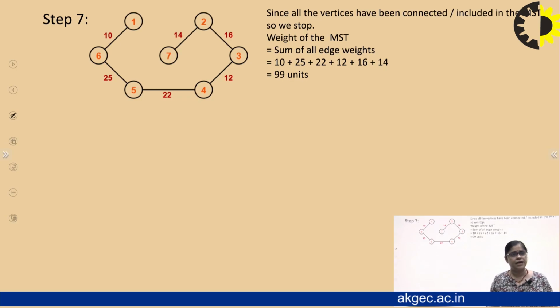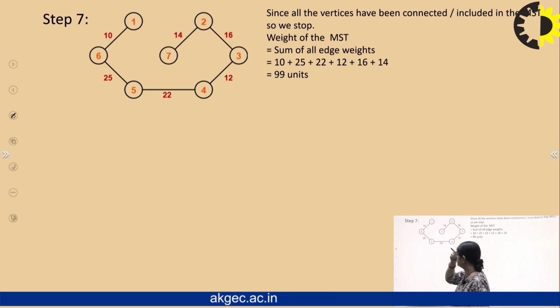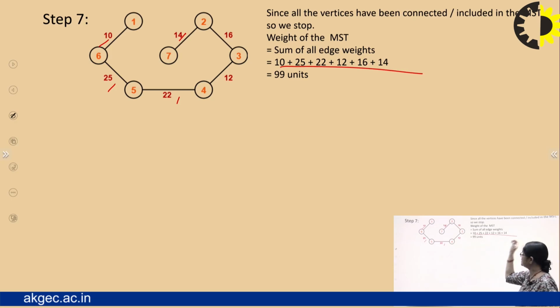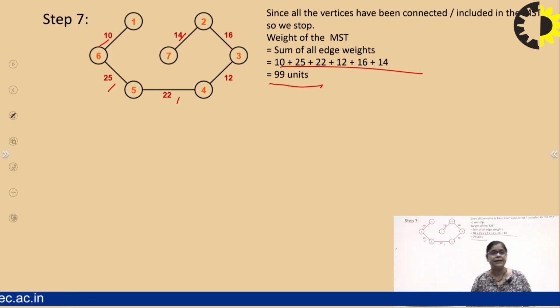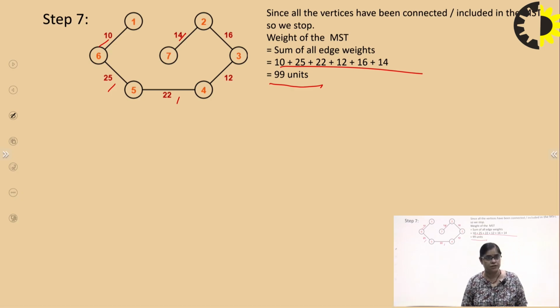So how are we calculating the minimum spanning tree weight? Simply, we have found the minimum edges connecting all the vertices. Now all these weights are added, and I am getting 99 units. So this is the minimum spanning tree with Kruskal's. In Kruskal's, we simply have to keep in mind that we only take the minimum edges, right?